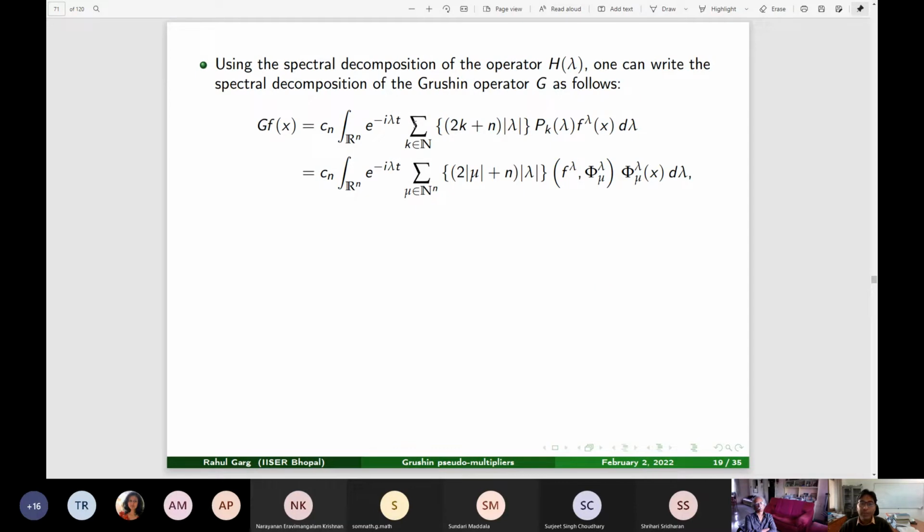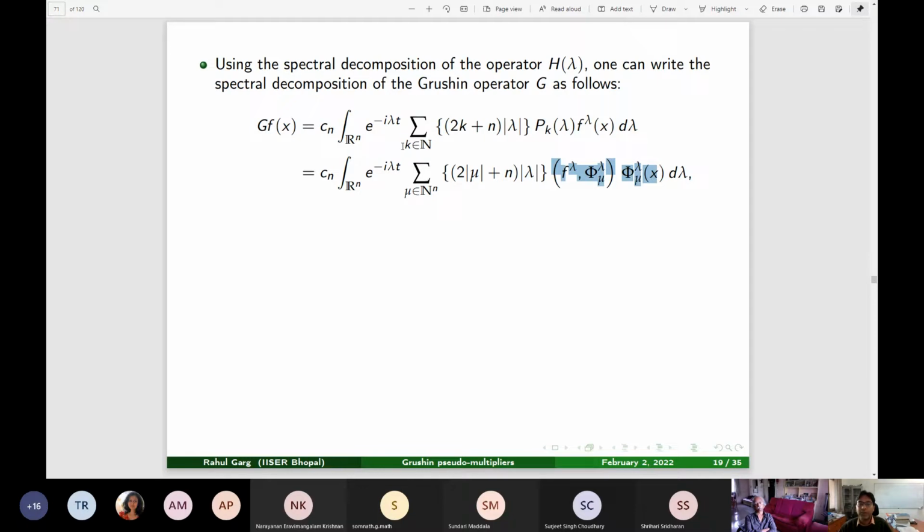I can write down a spectral resolution of h lambda. So f lambda was my function. This is the spectral resolution we have seen in the past. These are the eigenvalues, and you look at this function and invert it back, right? So that's your GF. So what I get is this is my spectral resolution, and P_k lambda f lambda is nothing but f lambda phi mu lambda with mod mu equal to k.